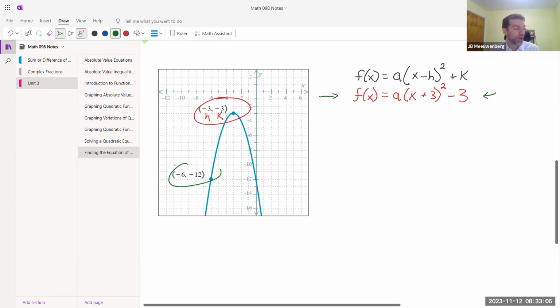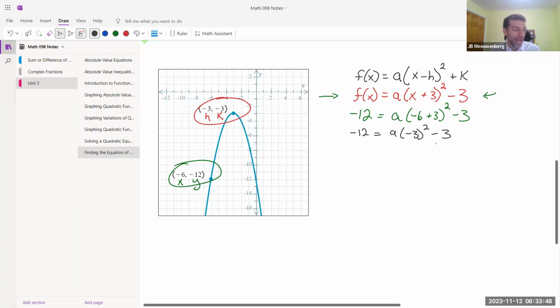The next thing, and I'm going to hold on to this one. The next thing we do is use our random point, -6, -12. So this is our x, and this is our y. F of x is the same as y in this case, so we'll write -12 is equal to A times the quantity. Now we're going to substitute in -6 for x here. -6 plus 3 quantity squared minus 3. Now we calculate. Now the next step is just finding this value of A. So -12 is equal to A times -6 plus 3 is -3 squared minus 3.